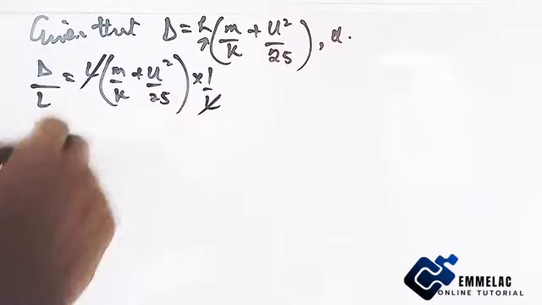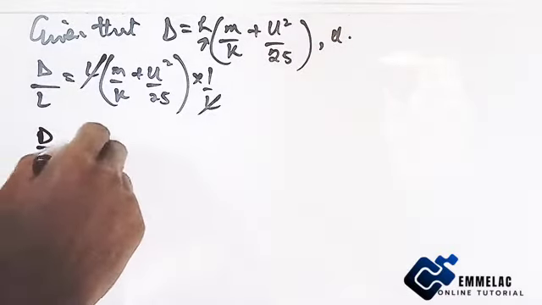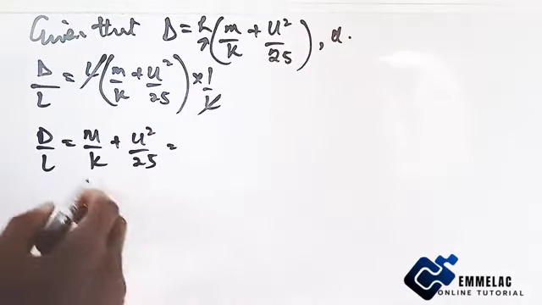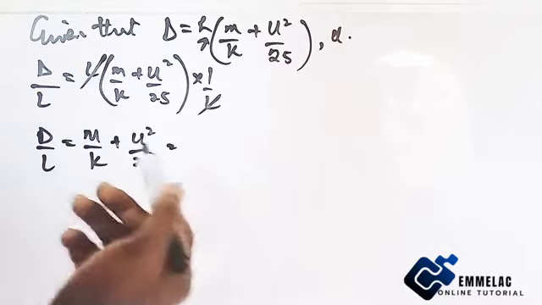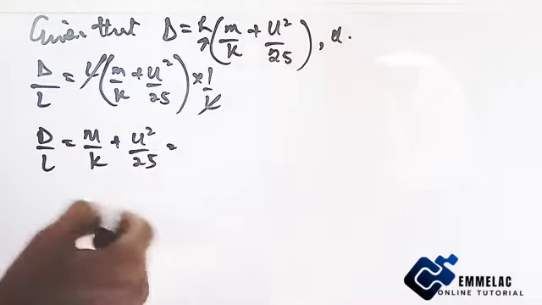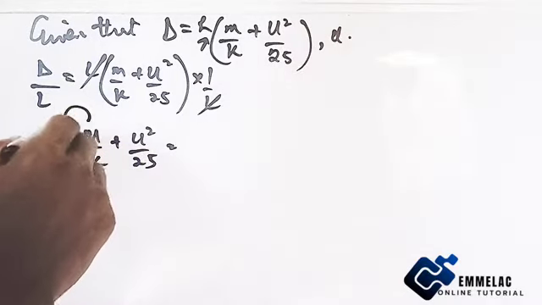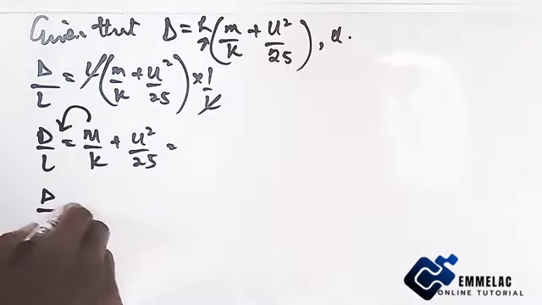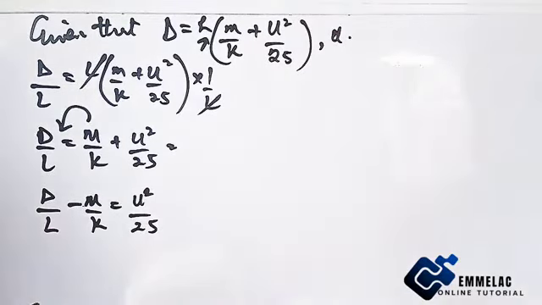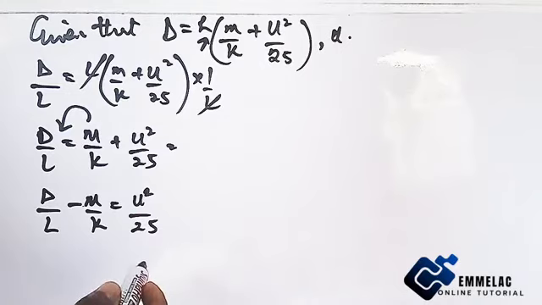So this will cancel this. Take note, we will actually multiply with 1 over L here. So here we have d over L equals m over k plus u square over 25. Now what we need to do is, it's very much easier if we just transpose this fraction to the left hand side than looking for the LCM. So we now say d over L, transposing this to the left hand side, minus m over k equals u square over 25.